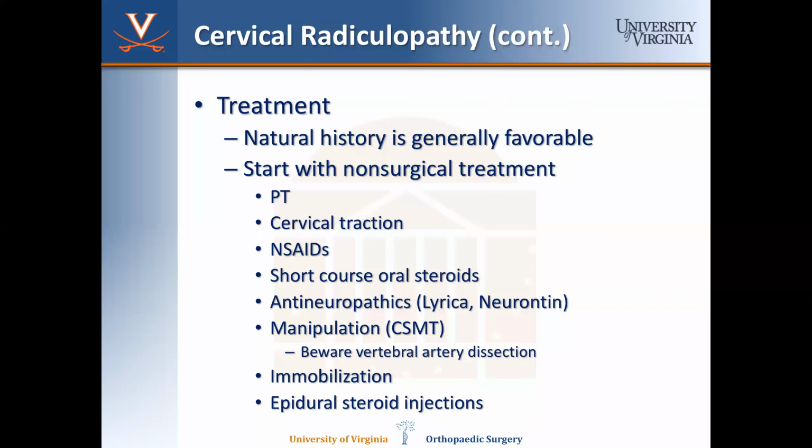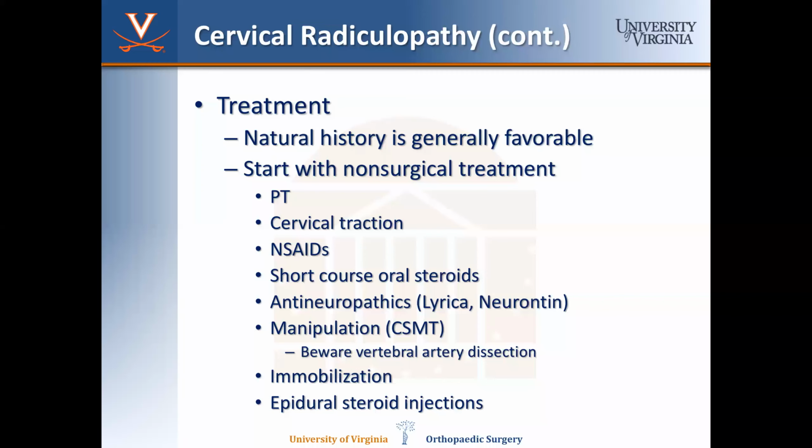So we're still talking about cervical radiculopathy. Natural history is generally favorable, particularly with soft disc herniations. It's amazing how many people come in with terrible arm pain. They have a big cervical disc herniation. You do some exercise, you give them some anti-inflammatories, maybe an injection, and most of them get better. The vast majority get better.